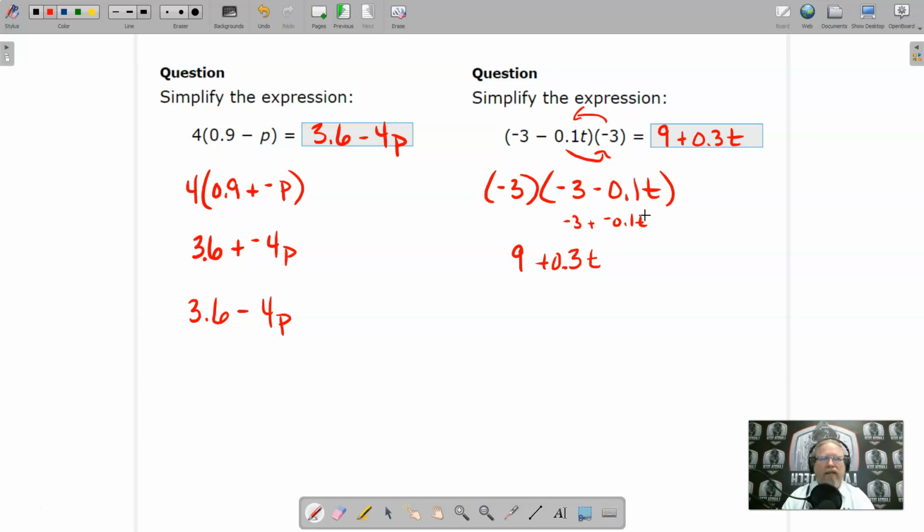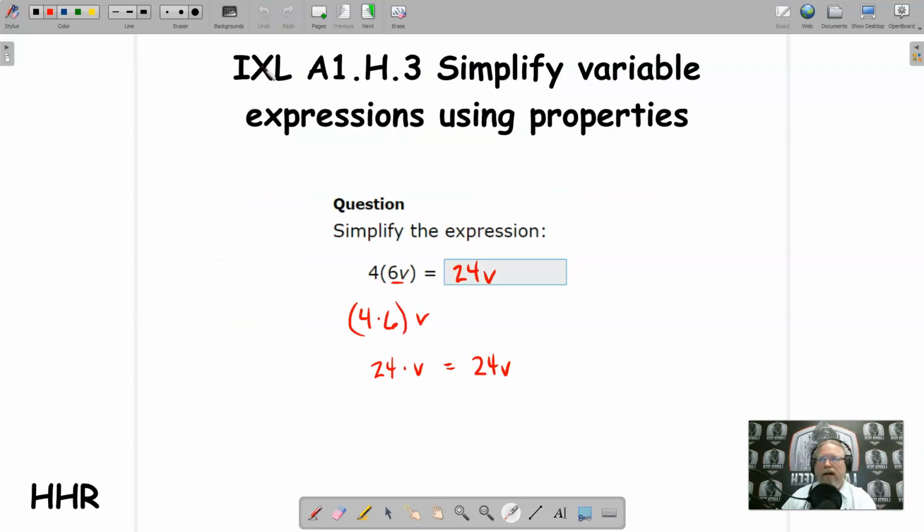And actually, as I'm checking my work, I'm doing it mentally in my head, looking back up here. Oh, and indeed, that was my final question for this activity. So that concludes all of my examples for IXL A1.H.3 Simplify Variable Expressions using Properties. Good luck with your activity.